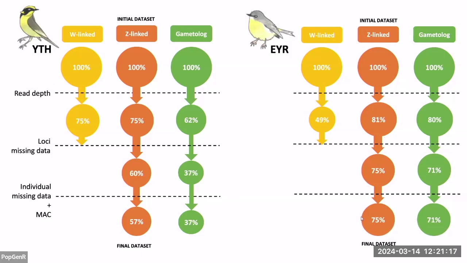And the same for eastern yellow robin. For eastern yellow robin, it was even higher. Over 70% remained. And these loci actually represent 5.7% of all the loci that you have in yellow-tufted honeyeater are sex-linked. And for the eastern yellow robin, they represented 7.8%. This is not a negligible percentage.